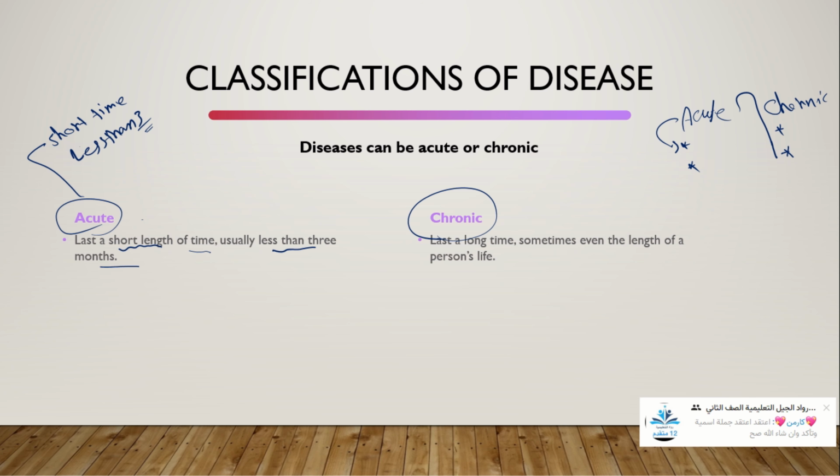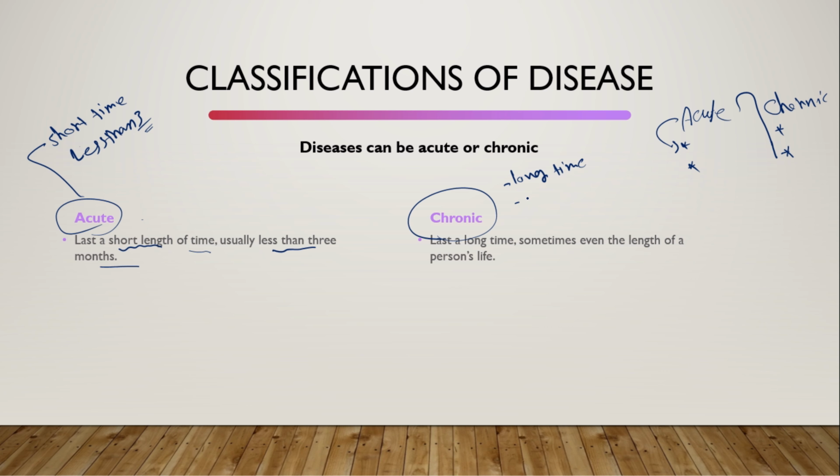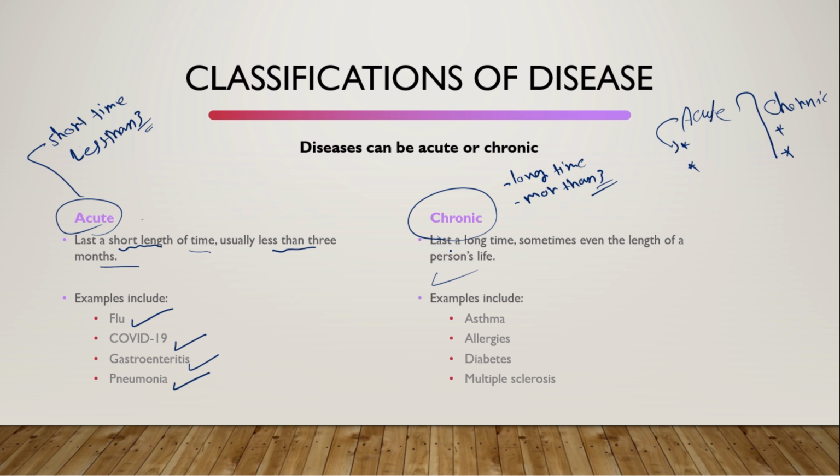But chronic disease lasts a long time, more than 3 months, or sometimes even the length of a person's life. Examples of acute disease are influenza, COVID-19, gastroenteritis, pneumonia. Examples of chronic disease are asthma, allergies, diabetes, multiple sclerosis.